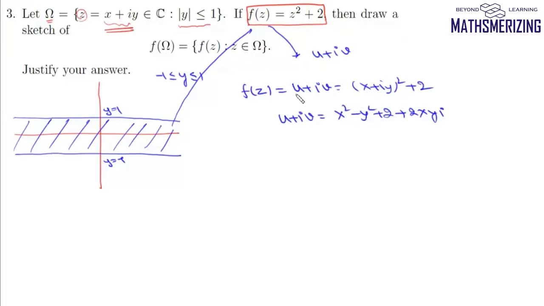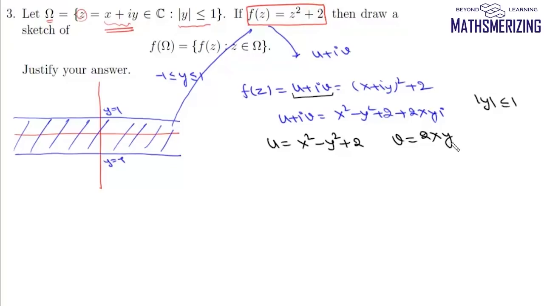Now we need to draw the sketch of u and v. Comparing real and imaginary parts, we can write u as x square minus y square plus 2, and v as 2xy. Now the condition given in the question is mod of y is less than or equal to 1.